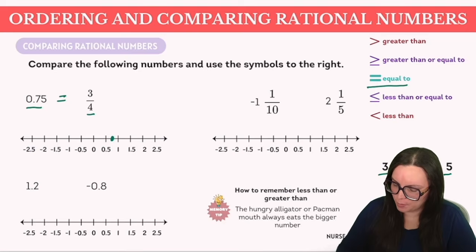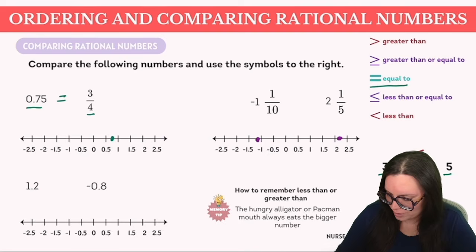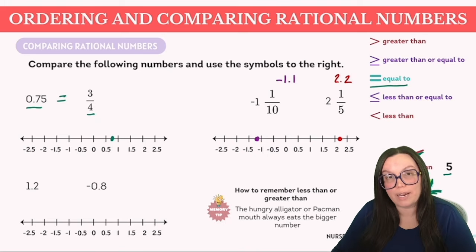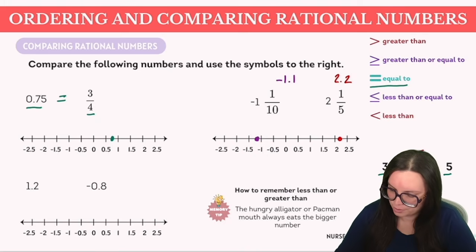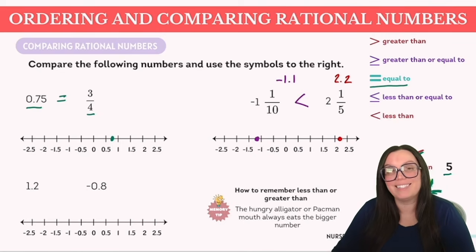Our next example, we have -1 1/10 and 2 1/5. So -1 1/10 is going to give us about -1.1 and 2 1/5 is going to give us about 2.2. So is our -1.1 greater than 2.2? Absolutely not, right? So we can say that -1 1/10 is less than 2 1/5.